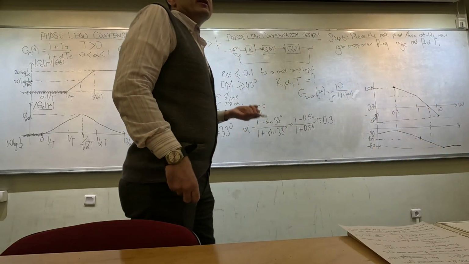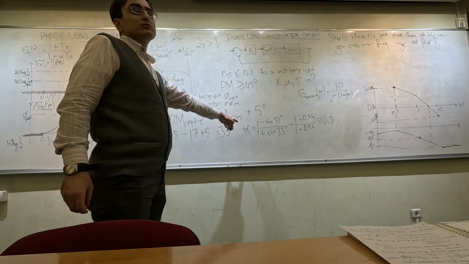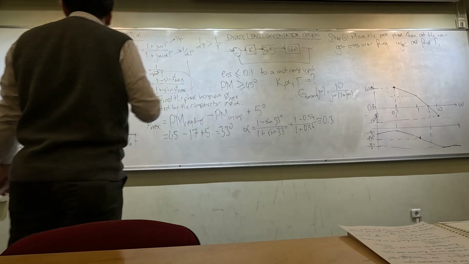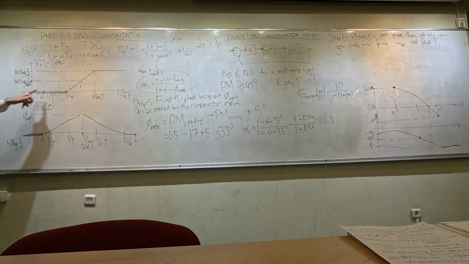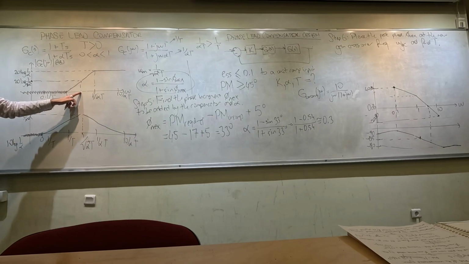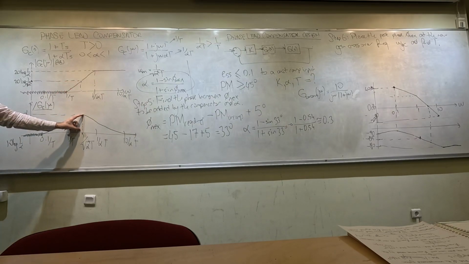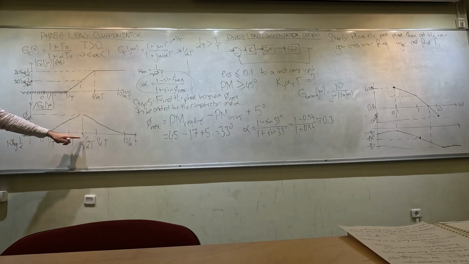So now we know what alpha is. Alpha has already been calculated here. And if I know alpha, I know how much magnitude is going to be added into this system at the peak frequency. What I have to do is place this peak frequency at the new gain crossover frequency of the system.